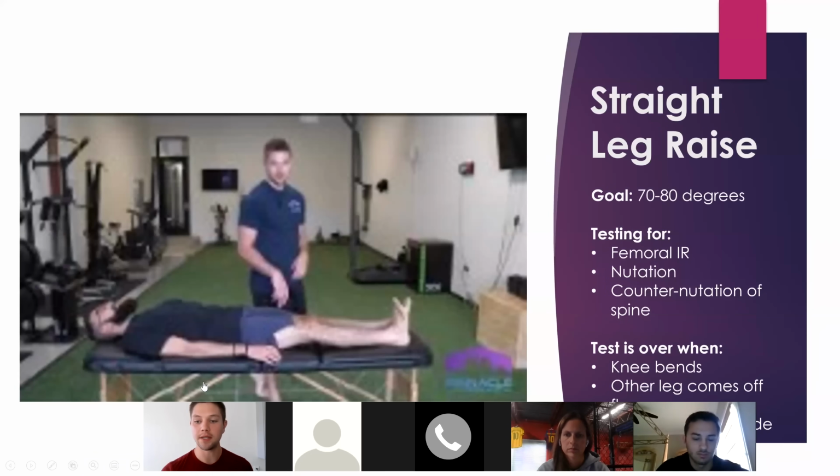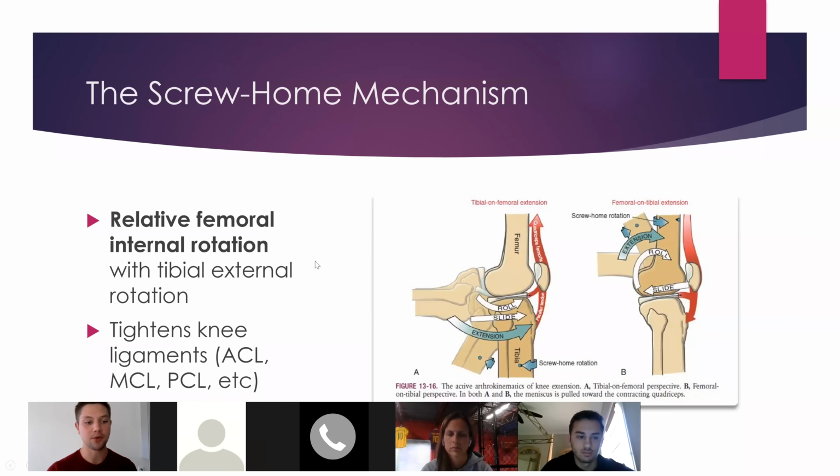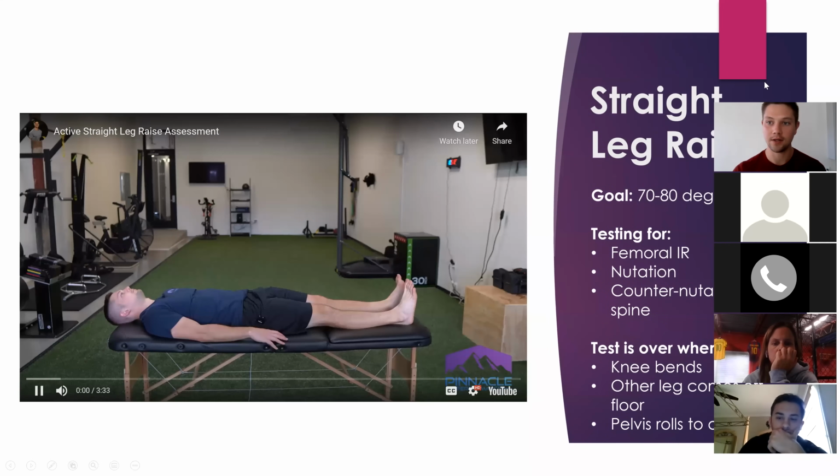The straight leg raise is a measurement of more internal rotation. And the reason why, we'll come back to this, is because of the screw home mechanism. If we extend our leg, that creates relative internal rotation of the femur, external rotation of the tibia. That's going to tighten our knee ligaments, which, fun fact, if you see a lot of ACL tears or really any ligament tears, a lot of the time their knee extends in an awkward manner, or they get hit with their knee extended, or something else happens where their knee dives in too much. That's a different story. But a lot of these contact injuries with the leg extended tend to overstress these ligaments. But back to this right here.